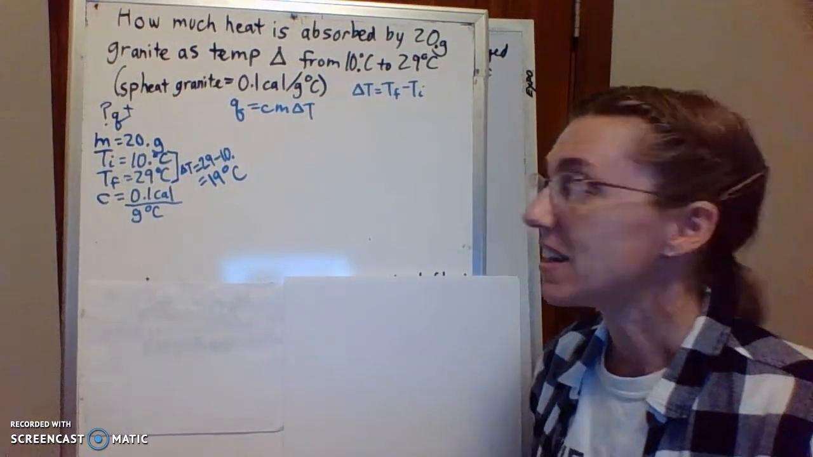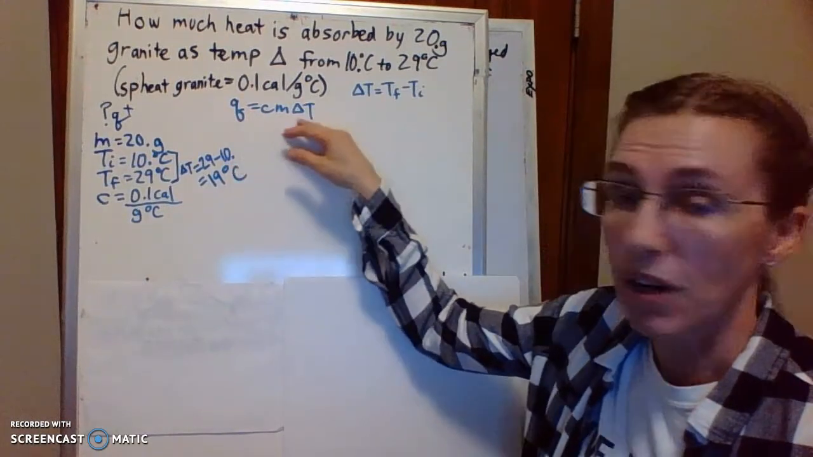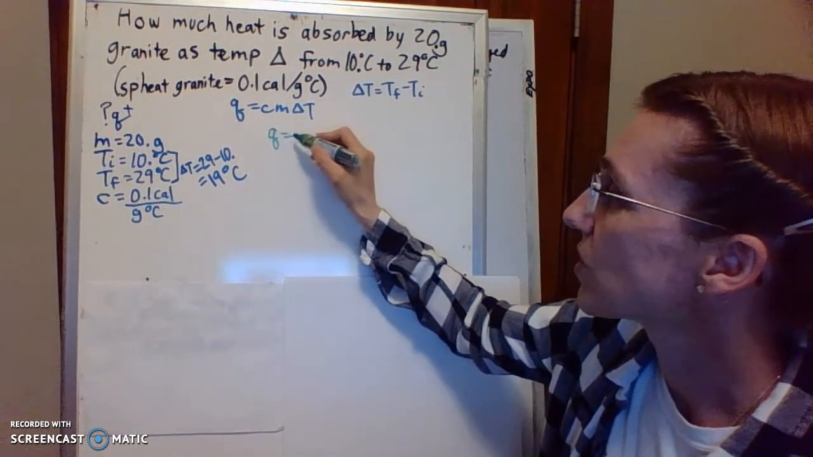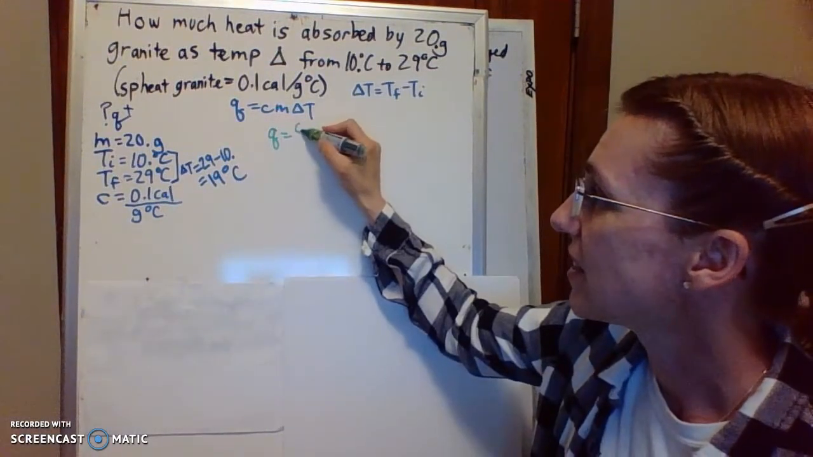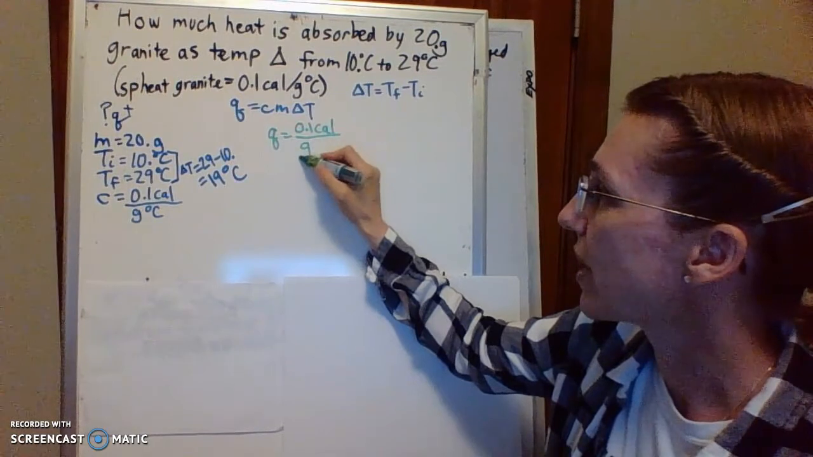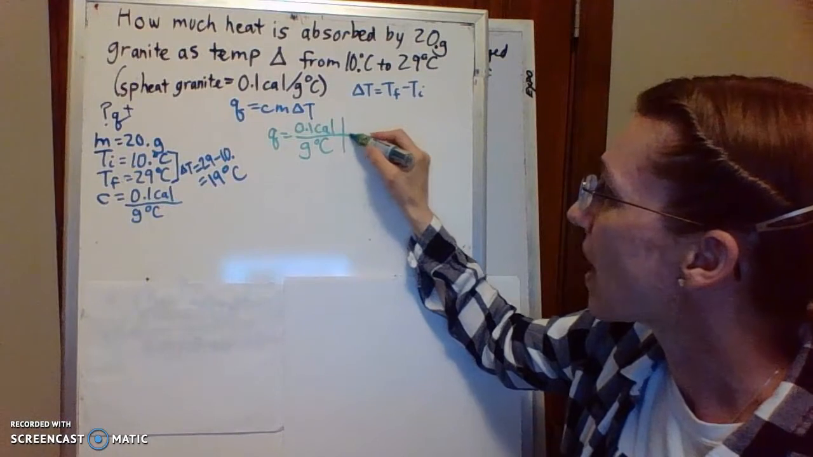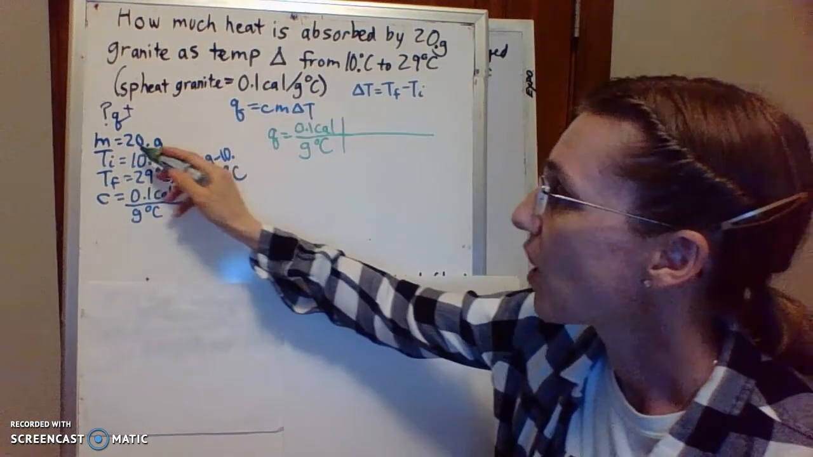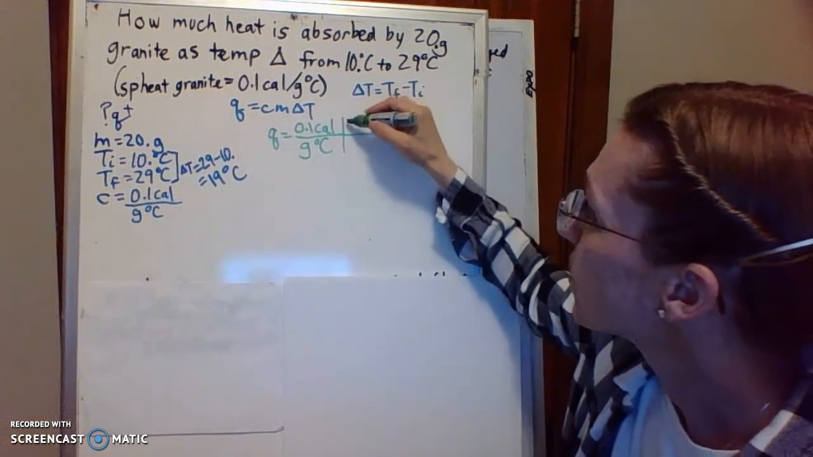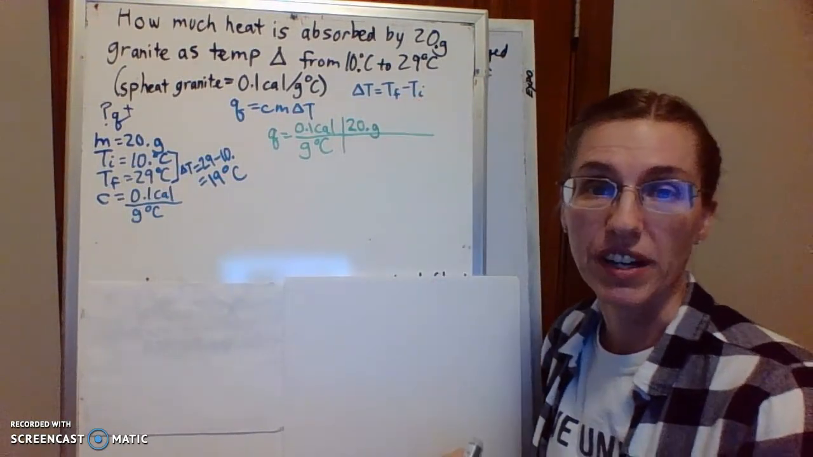Now that we have the delta T calculated, we can go ahead and do our straightforward equation here. Our Q equals our C, which we have down here, 0.1 calories per grams degrees Celsius. Remember to keep all the units in there. We're going to multiply it by our mass. Our mass is 20. grams. So 20. grams. That goes in the numerator.